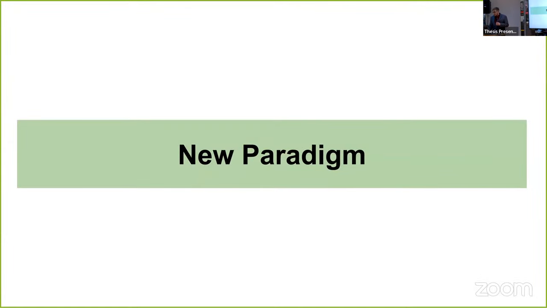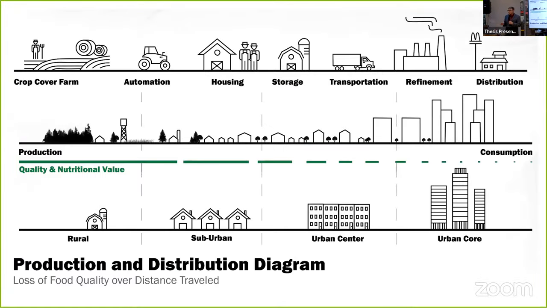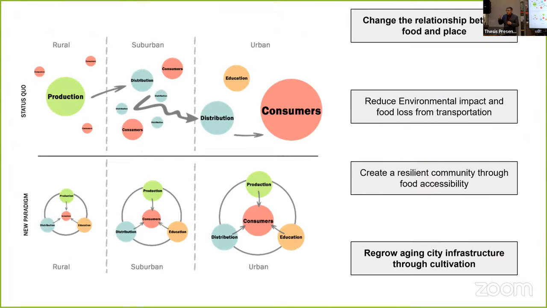So I propose a new paradigm that is focused mainly on the distribution of different methods of growing and different methods of manufacturing food to distribute. As we can see, the quality and nutrition of food starts to decay as we move along the urban transect. Production is restricted to those rural environments, and then where people are most densely populated, food has to travel those miles, and it loses nutritional value, and it also impacts the carbon emissions as food moves along. So what I'm proposing is a new paradigm on food.